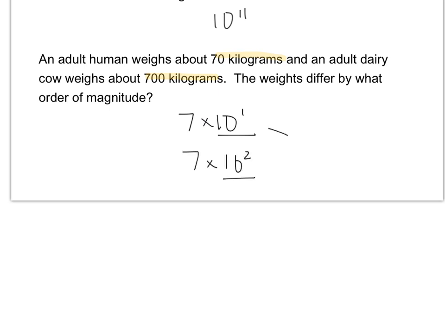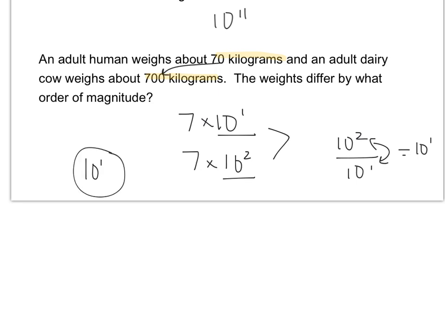So 10 to the first and 10 to the second, if I divide those, 10 to the second over 10 to the first, we would really subtract the exponents here. And I'd be left with 10 to the first. So these weights differ by an order of magnitude of 10 to the first, which is just times 10. So think about it, 70 times 10 gives me 700. So that's what order of magnitude would represent here in this problem.